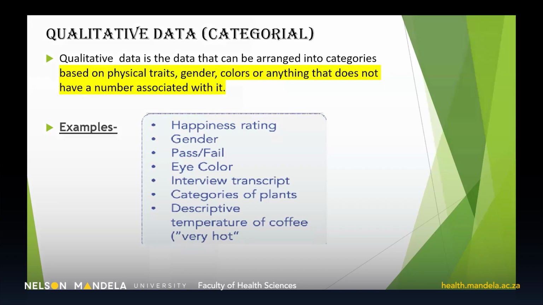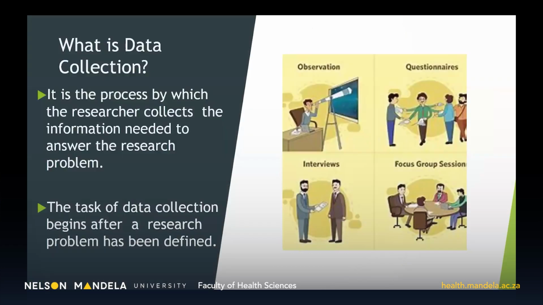Now, qualitative data. What is data collection? Data collection is the process by which the researcher collects information. And in this case, you, the postdoc, the postgraduate, how you collect the information needed to answer the research question or the research problem. The task of data collection begins after the research problem has been identified.